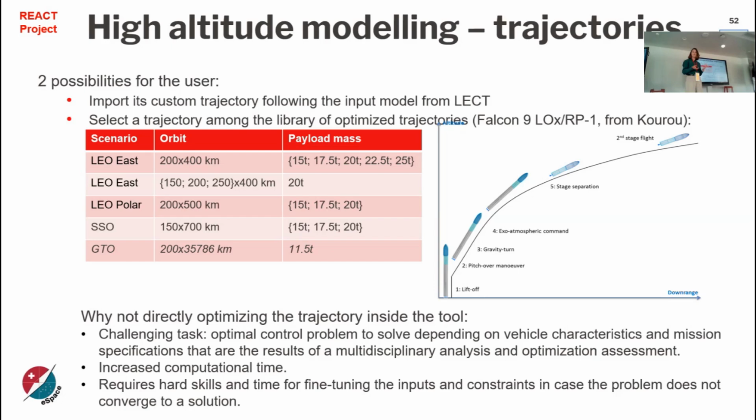And of course, we are using an optimization algorithm for that, and so there is the need of hard skills in order to fine tune the algorithm and to see what to do if the problem does not converge. So that's why for the moment we decided to go with this library of trajectories, also because the uncertainties that we have for the launch between 0 and 100 kilometers are not that different if we look at different kinds of trajectories. So it's a first good approximation.